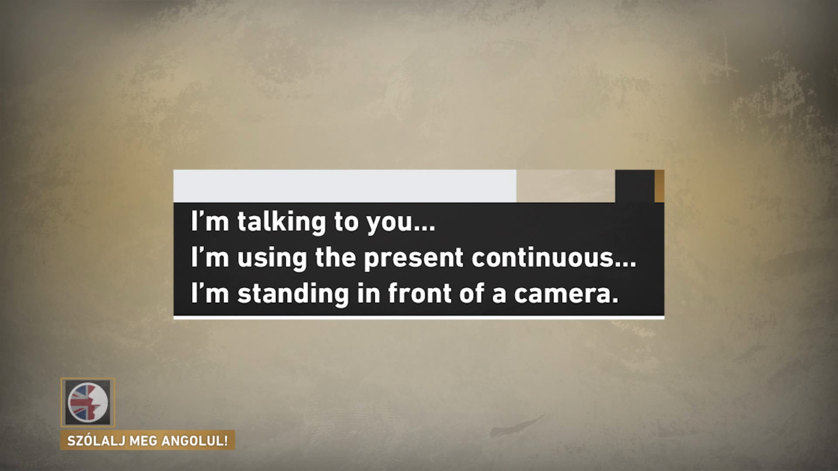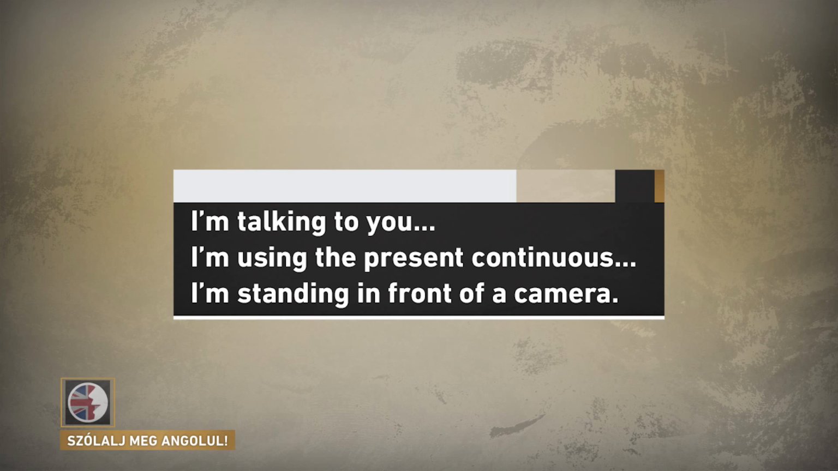Okay, let's look at how we make the present continuous tense in English. Look at the sentences I said. I'm talking to you. I'm using the present continuous. I'm standing in front of a camera. Okay, so we can see that the present continuous is made up of two parts, I'm and ing. Now, what's the first part? Do you recognize it? We've seen it somewhere before. It's part of a verb we know. That's right, it's the verb to be.